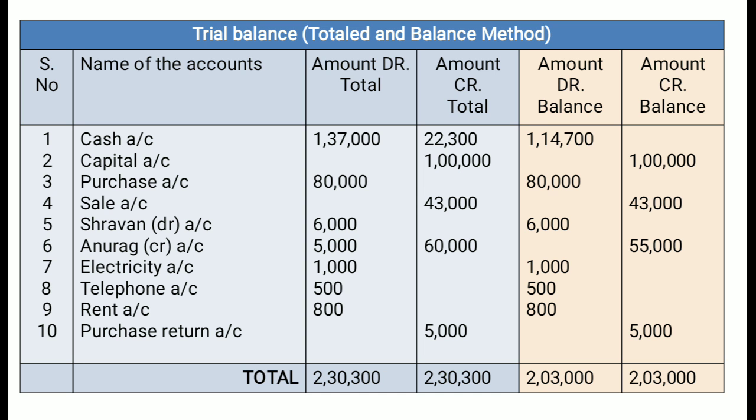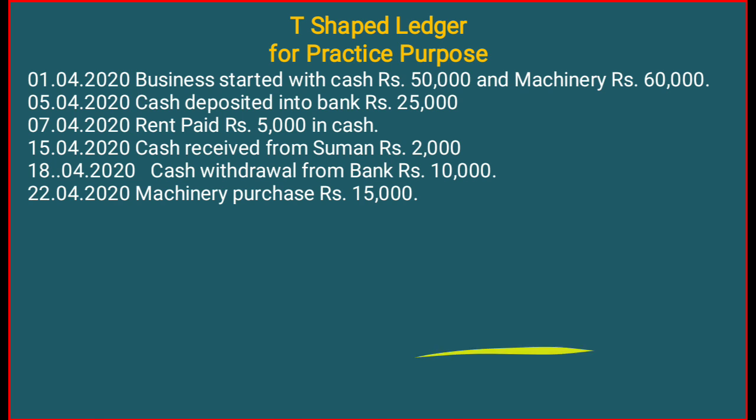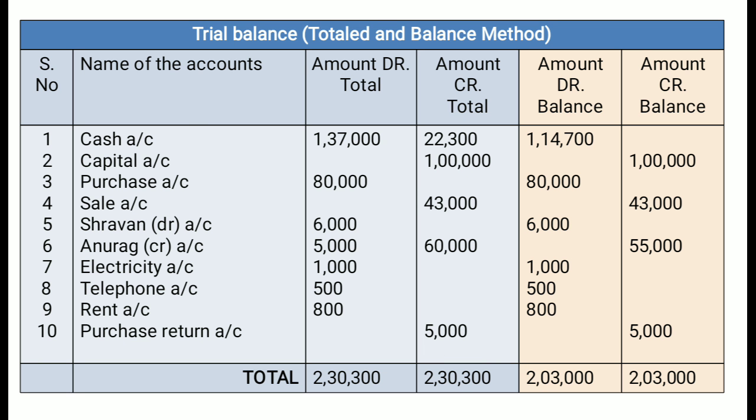On the basis of that, we can say the total of the debit side is more than the total of the credit side. So whatever balancing figure we transfer in the trial balance will be written on the debit side. Hopefully you will understand the concept of how to prepare a trial balance by the total and balance method.